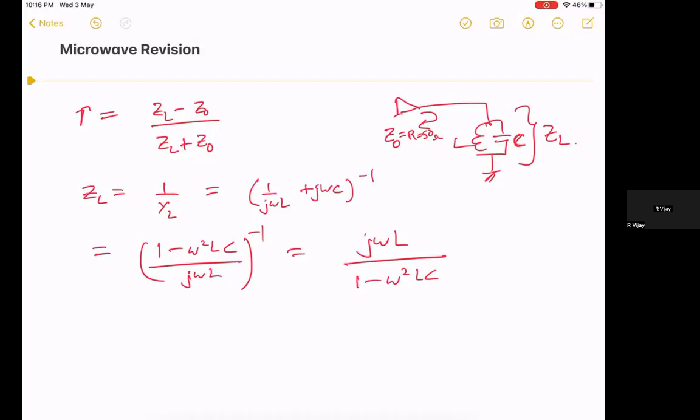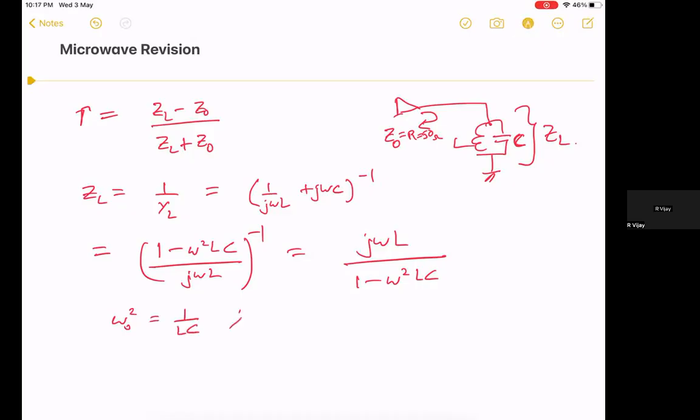suggested in the problem. So the first thing is to write this in terms of two other parameters, which we have discussed many times in the class, which is basically in terms of the resonant frequency. So here already you can see that when omega square is equal to 1 over LC, this Z of L is going to be infinite, and that is basically the resonant condition. That's the resonant frequency. So we already know that. So we use that omega naught square is 1 over LC.